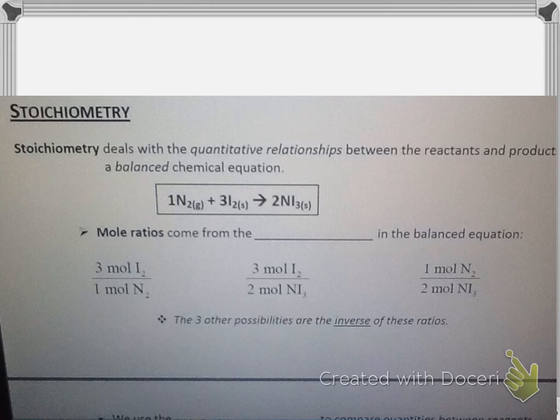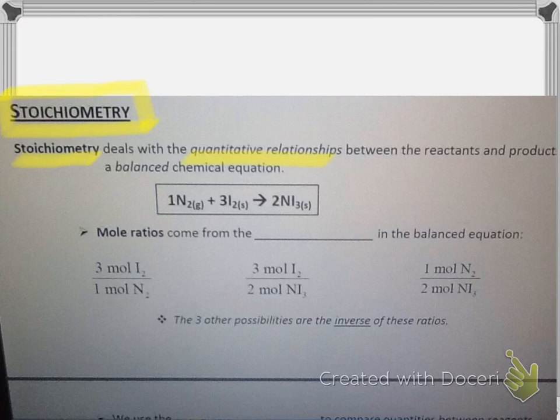Alright, so this is a big word we actually saw in Chapter 7 when we were talking about energy and energy changes in chemical reactions. We talked about exothermic and endothermic reactions. And we said that when heat was gained or lost from a chemical equation, it was lost stoichiometrically. What does that mean? What is stoichiometry? Stoichiometry deals with the quantitative relationship, so the amounts, between reactants and products in a balanced chemical equation.